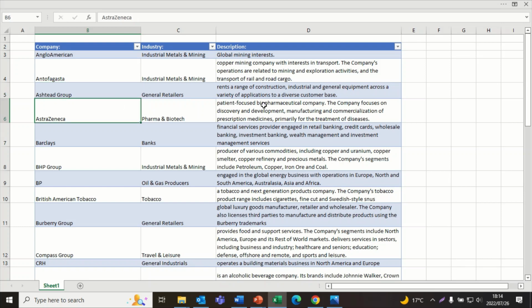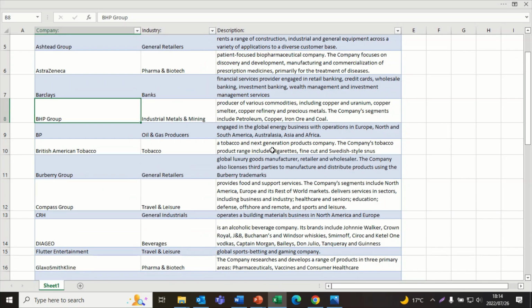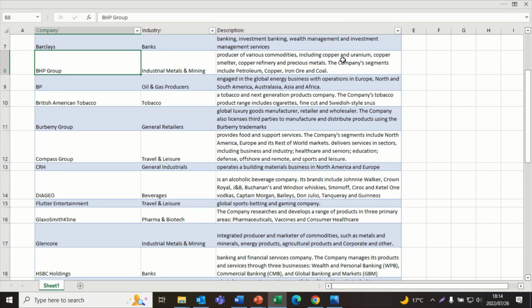AstraZeneca is a patient-focused biopharmaceutical company. You might know them as one of the producers of one of the COVID vaccines. Barclays is a bank. BHP Group is a producer of various commodities such as copper, uranium, and others. BP, we know them for energy and petroleum. British American Tobacco, obviously it's in the name, tobacco and cigarette type products.